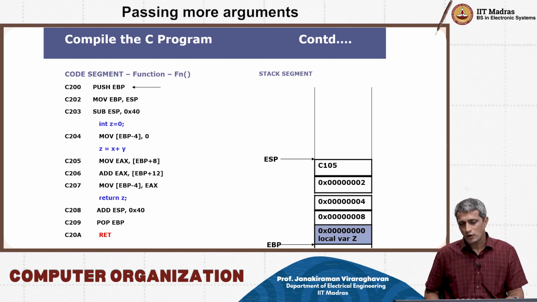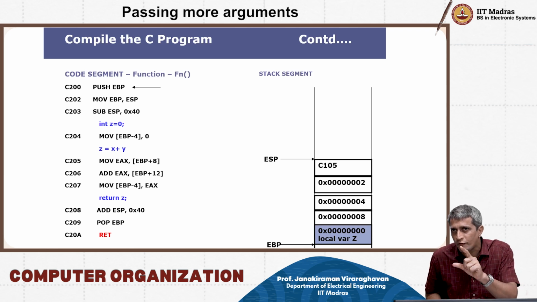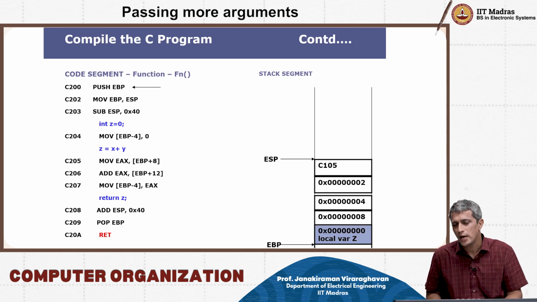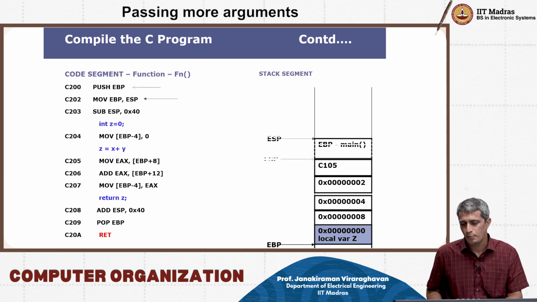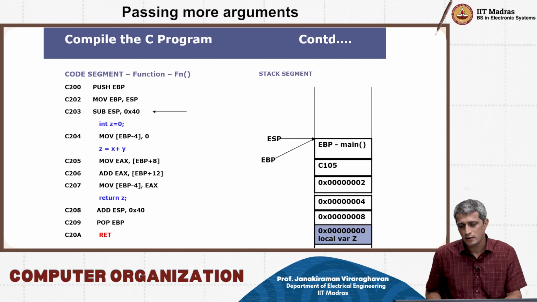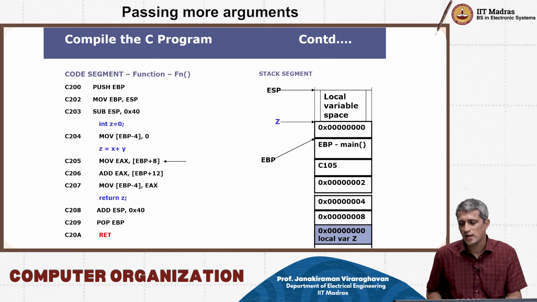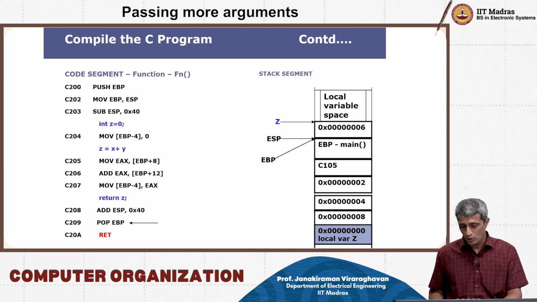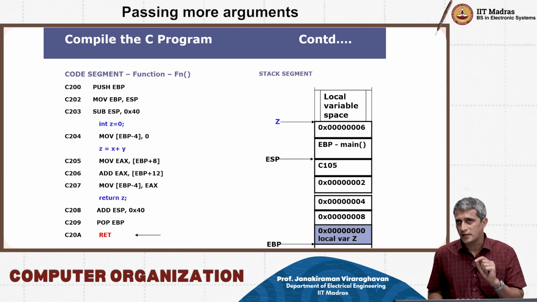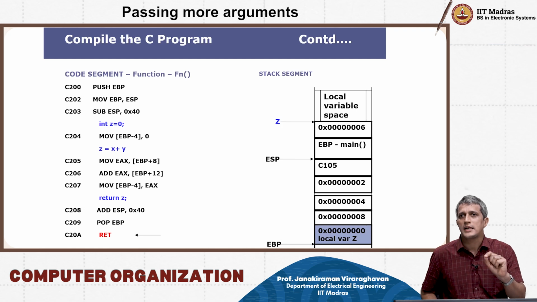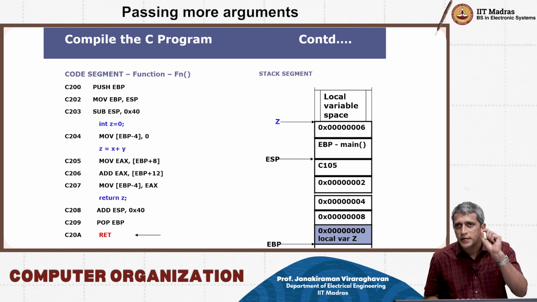And therefore, what we are going to do is recompile this function fn with a slight modification. What is the modification? So push EBP, all this is the same. Then move EBP, ESP, allocate local variable space, initialize the local variable z to 0, then you add 2 and 4, that's 6 sitting in EAX, write the value 6, then you add ESP, 0x40, pop EBP. Finally, when you come to the return instruction, you don't do ret n, you just do ret.